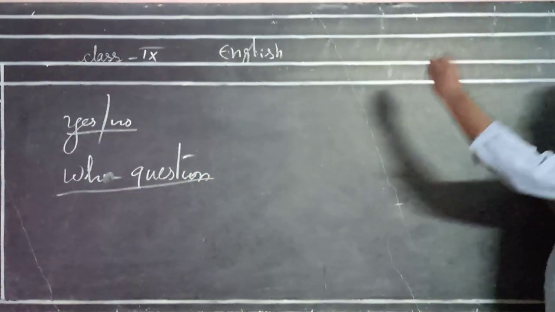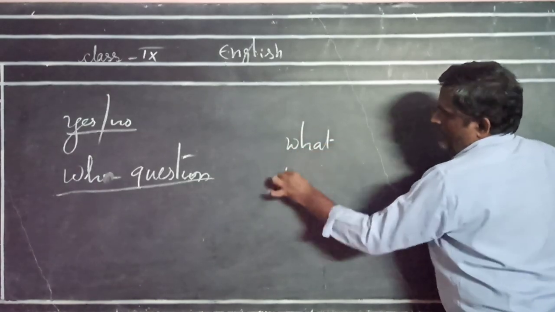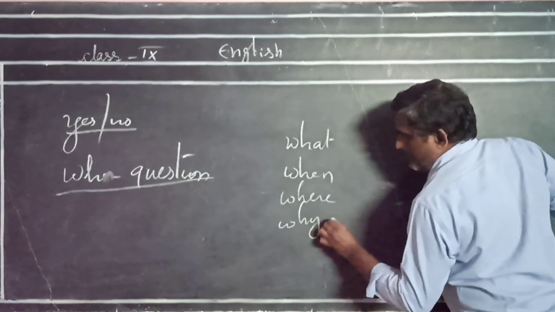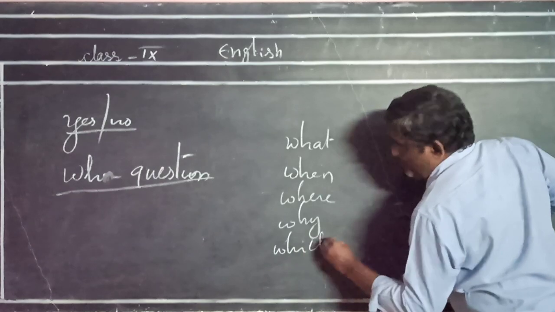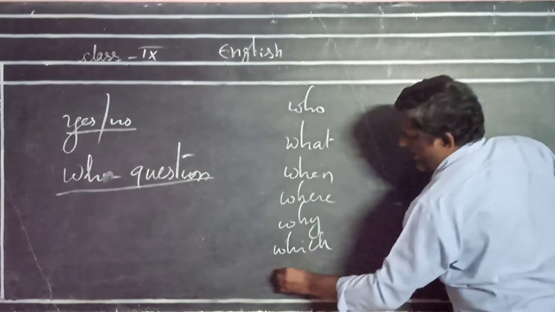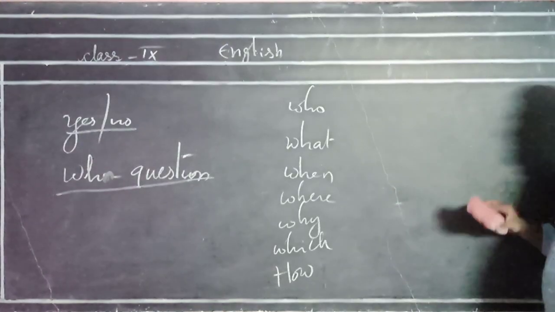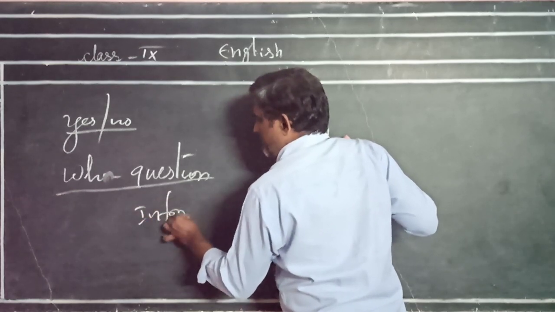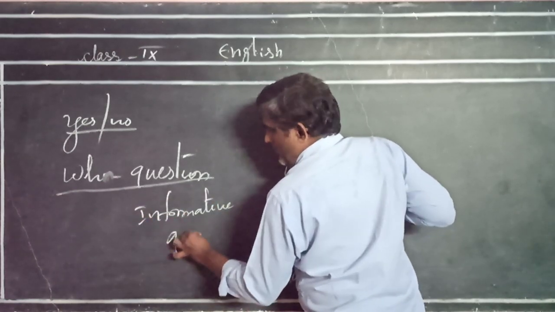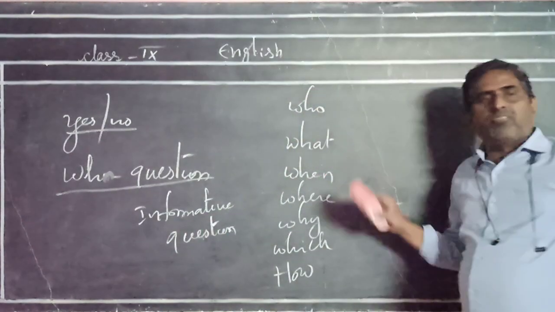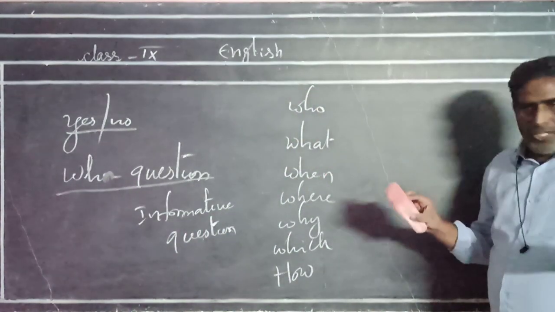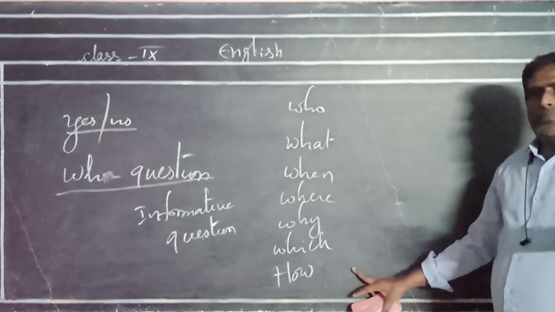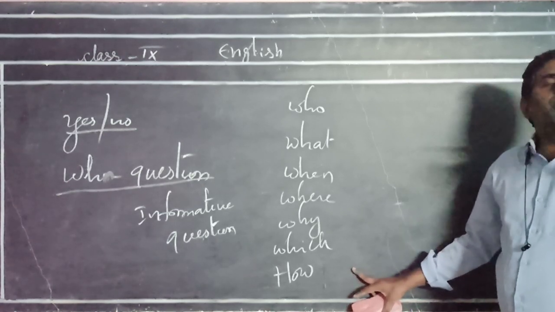WH form questions means what, when, where, why, which, who, and how. These are all called WH form questions, or else we can say informative questions. So why do we call them informative questions? If we put a question using any one of these question words, you will get an answer, a complete sentence.